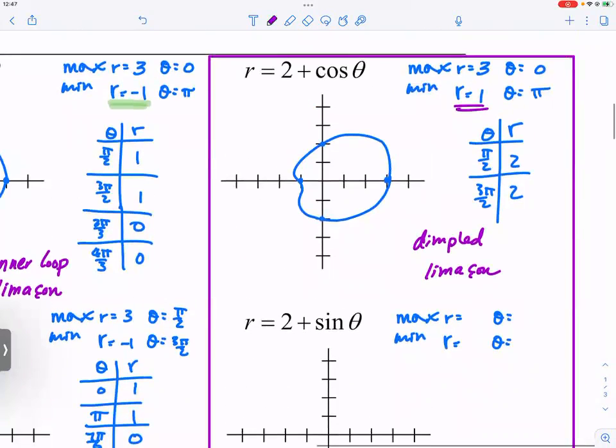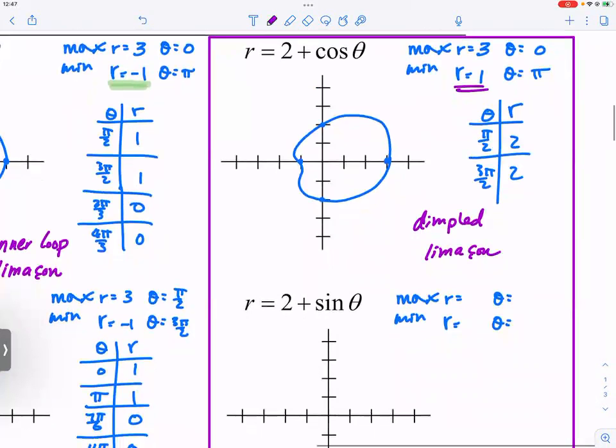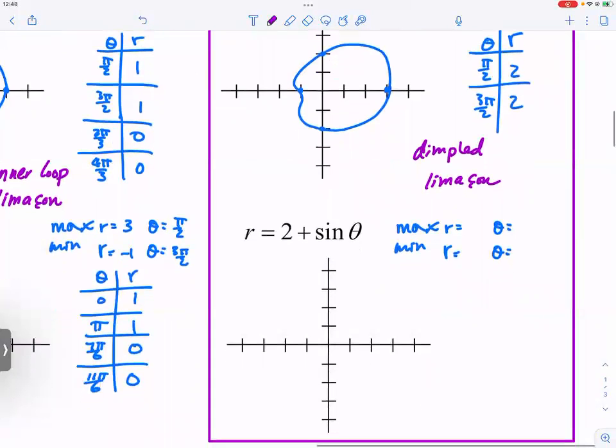So that's the analytical lens that I want you to have. Look at the R value. Can you tell what's the biggest R, what's the smallest R? If you could tell what they are, then you can tell the shape pretty easily.